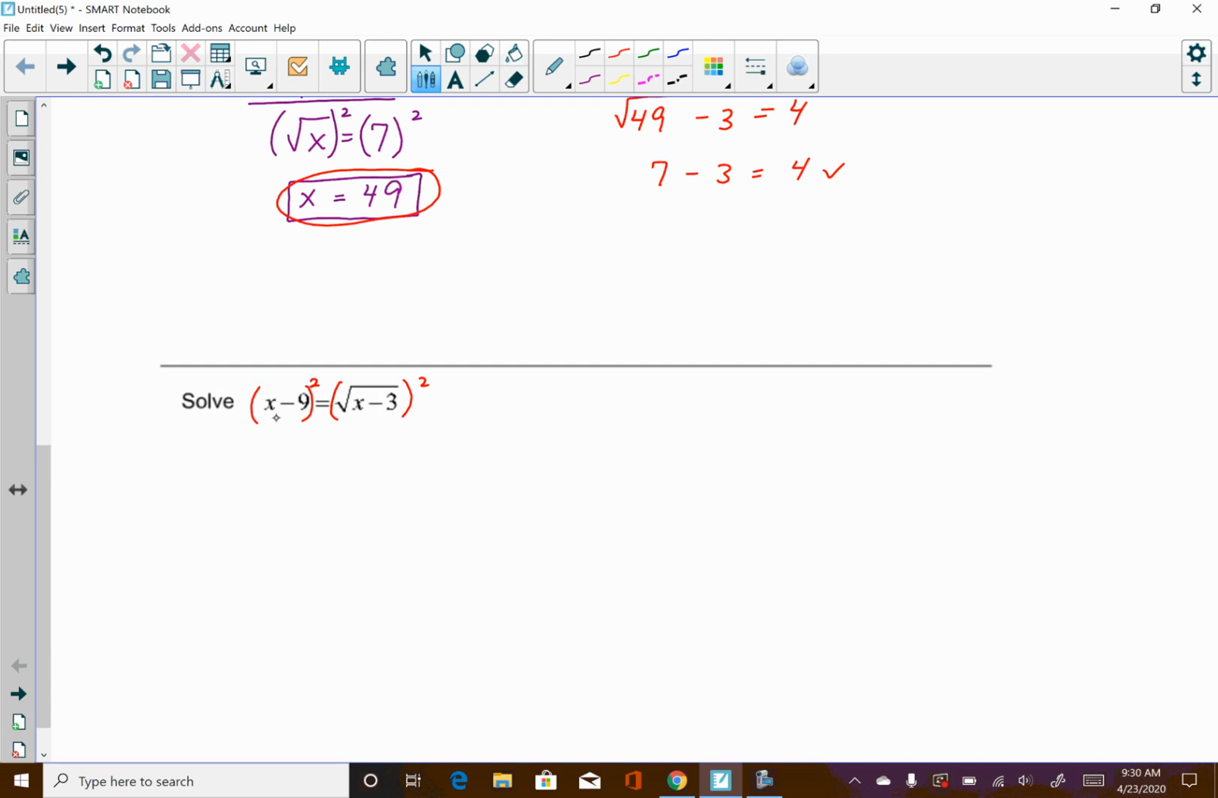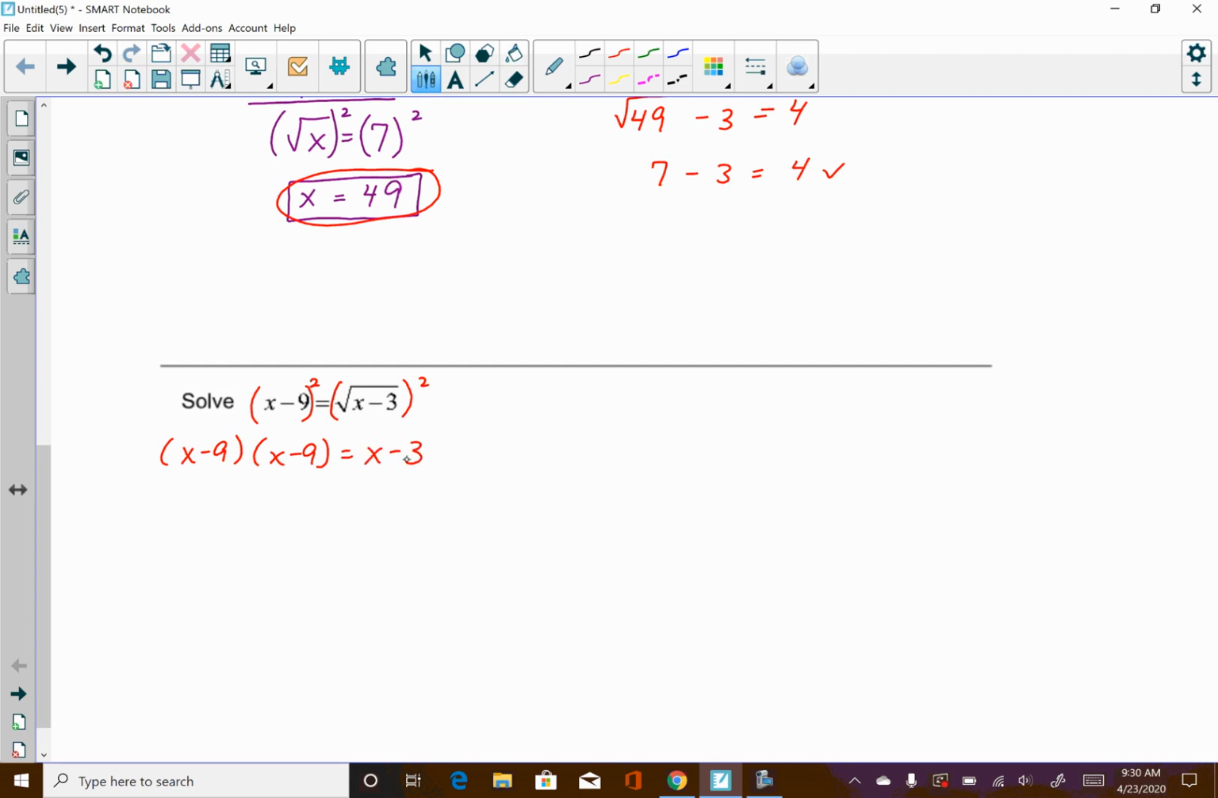Now remember, over here on the left side where you say x minus 9, all squared, that doesn't mean that you just square the x and square the 9. That really means that you write x minus 9 times x minus 9. Whatever's in that parentheses gets written twice. I don't really have to worry about it over here on the right, because anytime you take a square root and you square it, you just get what's inside.